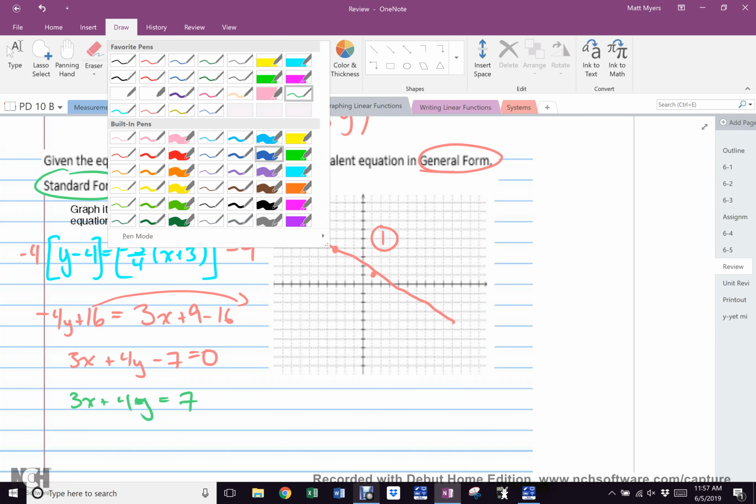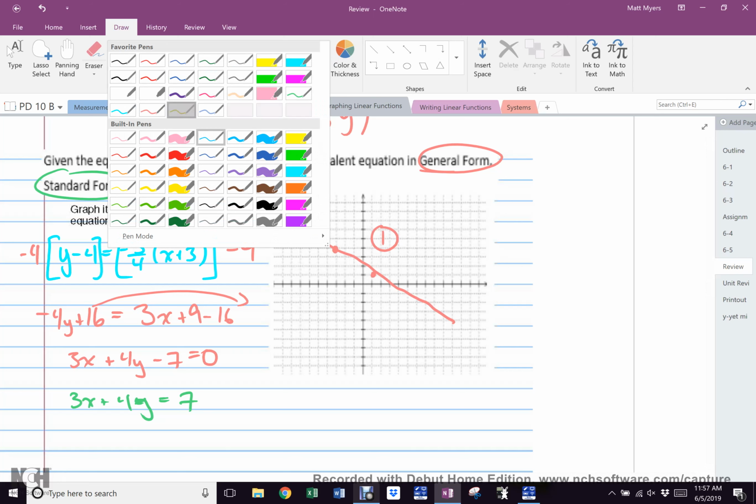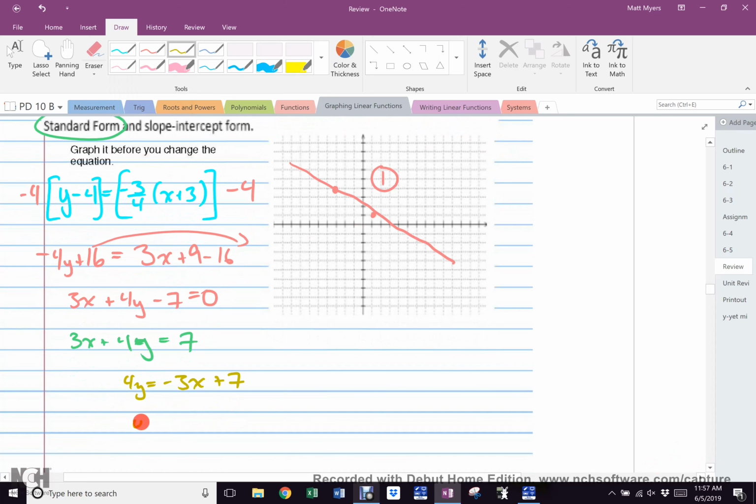And lastly, slope-intercept form. Isolate y. 4y equals negative 3x plus 7. Y equals negative 3/4 x plus 7/4. Could I have 1 3/4? Yes. Could I have 1.75? Yes.